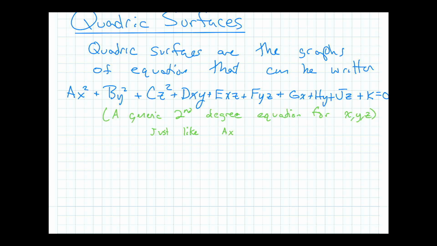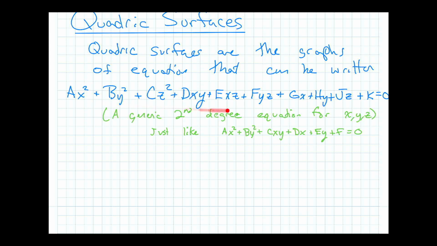Just like if it was only two variables, you'd go ax squared plus by squared plus cxy. That would be all of the second degree possibilities. And then you'd have the first degree possibilities, and then you would have a constant, right? So every possible way to get a second degree term, then every possible way to get a first degree term, and then every possible way to get a 0 degree term, which is a constant. Set all of that equal to 0, and that's just a generic equation.